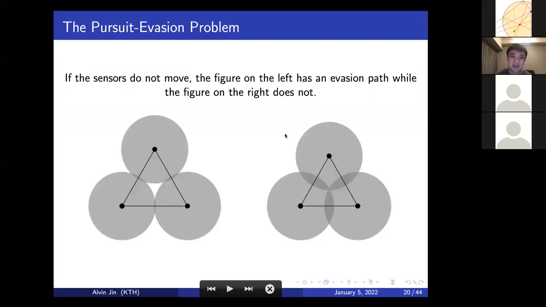So let's look at a very simple case of this. If the sensors don't move, then if I stay in the middle here, I will never get detected. However, these sensors right here cover everything in this triangular region, assuming we're just dealing with this region. So that's not so interesting, because it just says that if I stay undetected, I remain undetected. Here it just says everything is detected on the right.